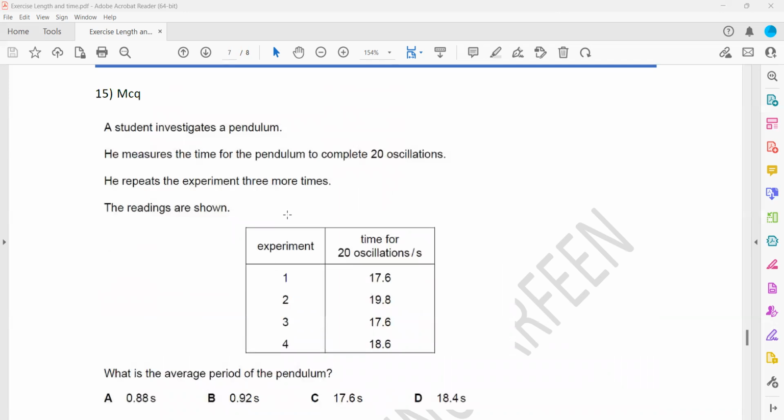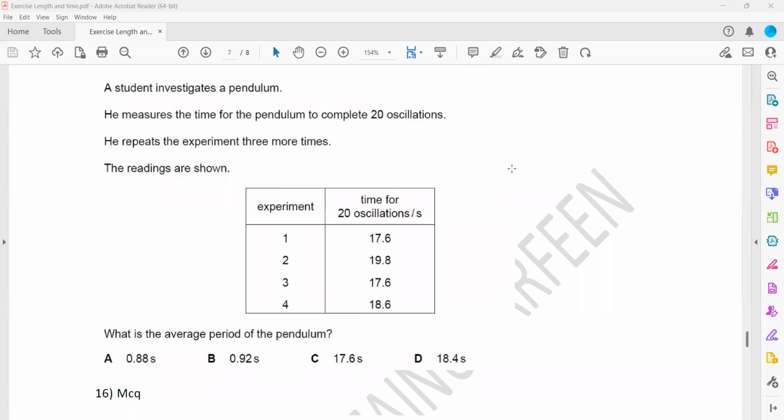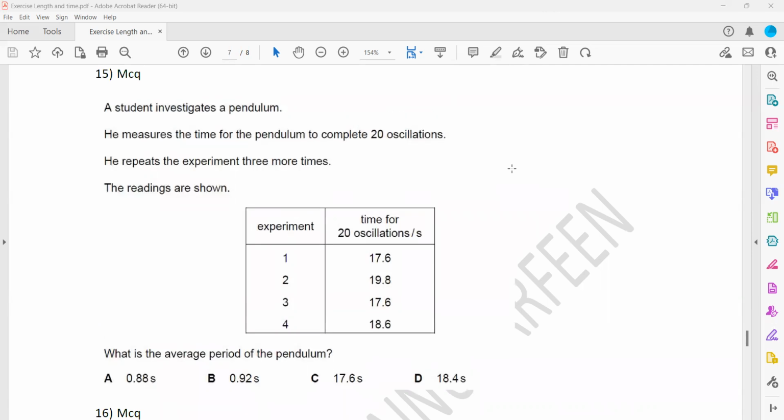A student investigates a pendulum. He measures the time for the pendulum for 20 oscillations. He repeats the experiment 3 more times as shown. What is the average period of the pendulum? How do we take the average? Normally we add them. Whenever we want to take an average, it is the sum divided by the total.